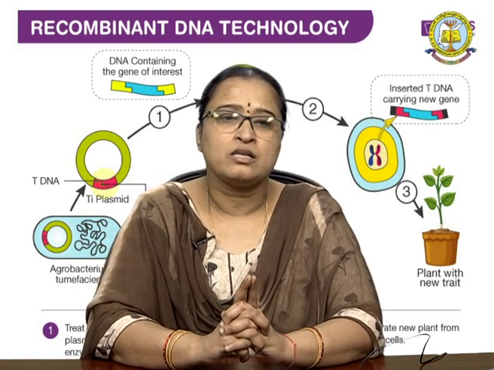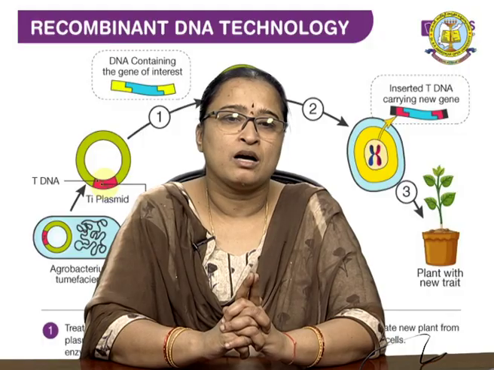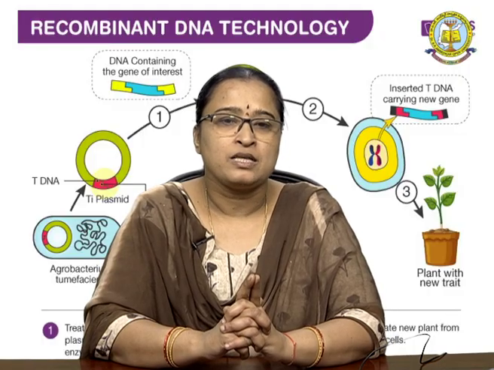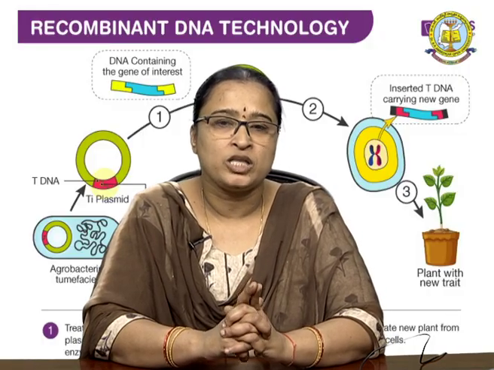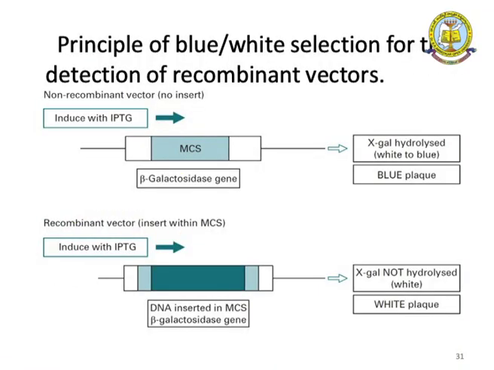In non-recombinant vectors, induced with IPTG, the beta-galactosidase gene hydrolyzes X-gal, changing it from white to blue color. These are the blue colonies, and all of them have no insert.